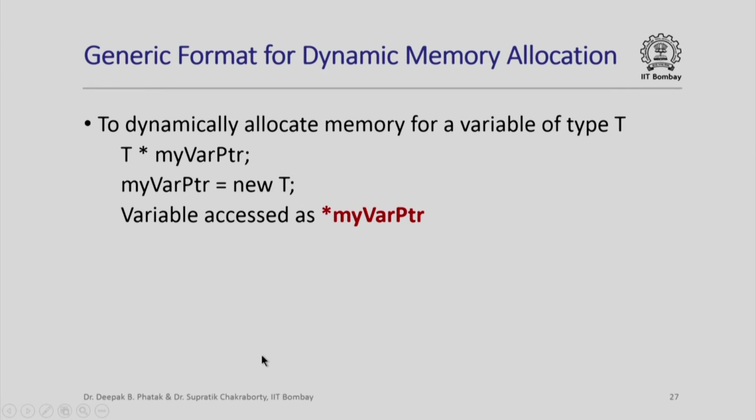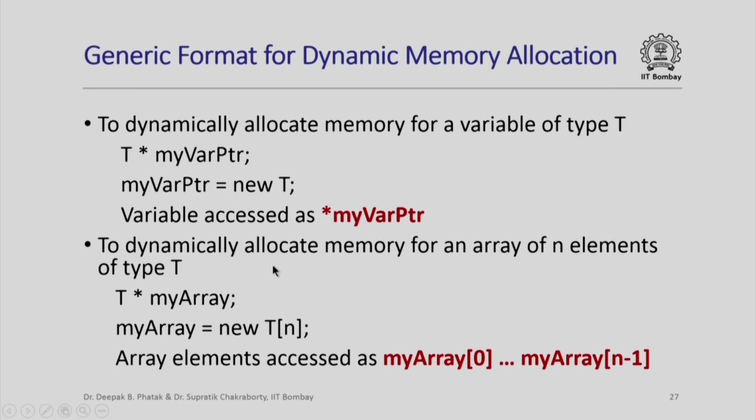So, the generic format for dynamic memory allocation is something like this. Dynamically allocate memory for a variable of type t. I declare a variable which is a pointer to t, and then I assign it the address that is returned by new t. So, I am saying give me space for a new variable of type t, and the address of that is going to be of type t star, and that is going to be assigned to my var. How am I going to access the variable? This is using our usual star operator, the content-of operator. We access it as star my var.